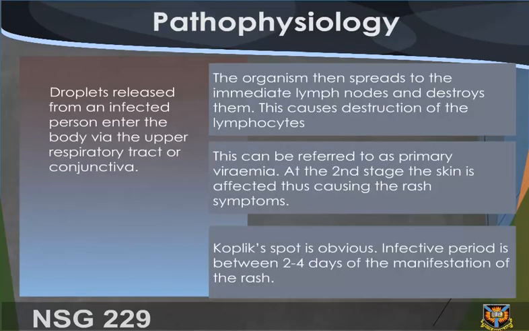Pathophysiology. Droplets released from an infected person enter the body via the upper respiratory tract or conjunctiva. The organism then spreads to the immediate lymph nodes and destroys them. This causes destruction of the lymphocytes. This can be referred to as primary viremia. At the second stage, the skin is affected, thus causing the rash symptoms. Koplik spots are obvious. Infective period is between 2 to 4 days of the manifestation of the rash.